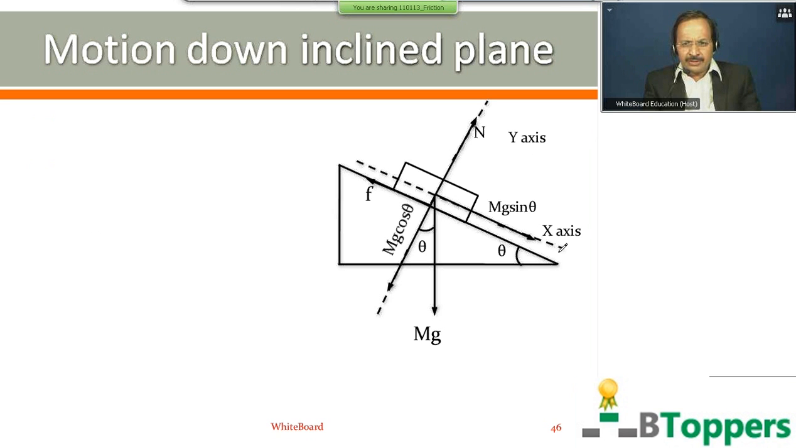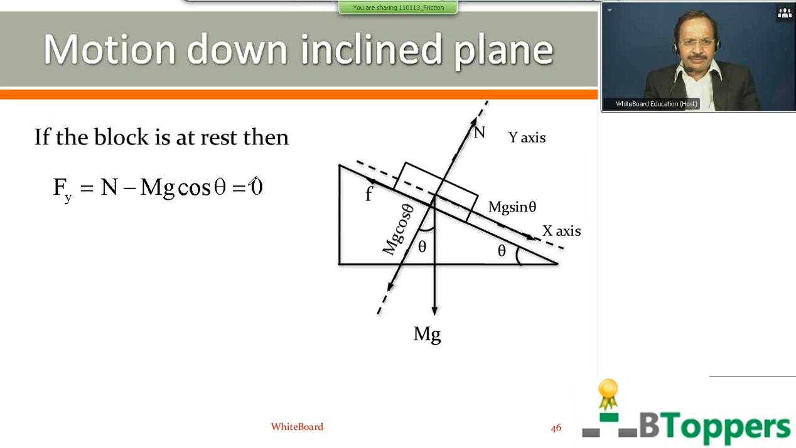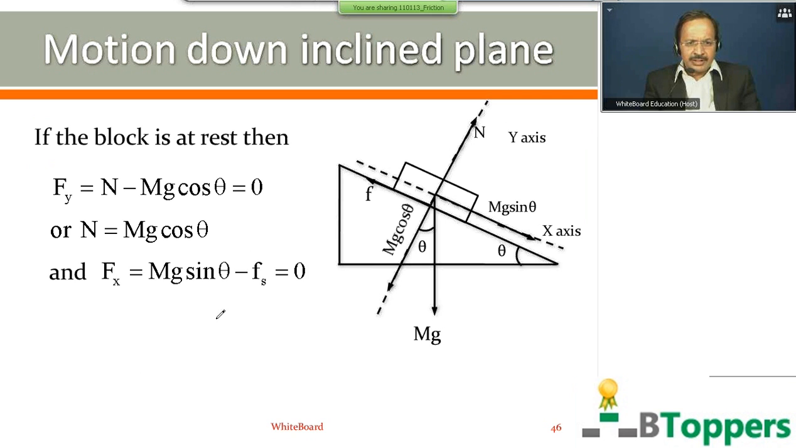I choose the direction parallel to the inclined surface, down the inclined plane, as x-axis, and the direction perpendicular to the inclined surface as y-axis. So if the block is at rest, then the y component of resultant force, N minus Mg cos theta, can be equated to 0, or N equals Mg cos theta, the magnitude of normal reaction. Next, the x component of resultant force, Mg sin theta minus Fs, equals 0, or the magnitude of static friction on the block is the same as the magnitude of the component Mg sin theta.